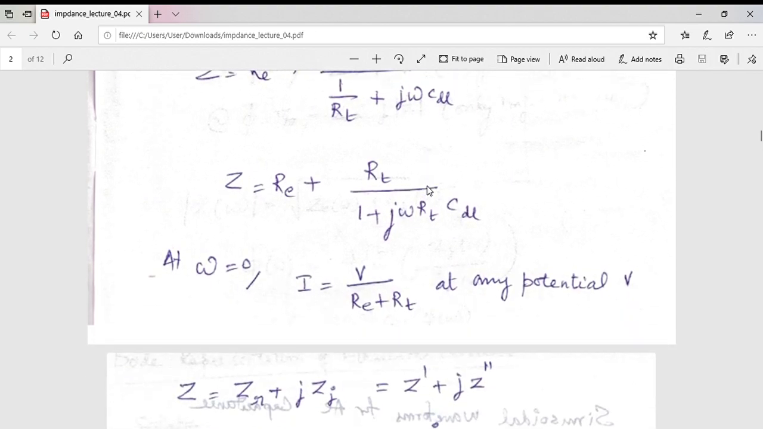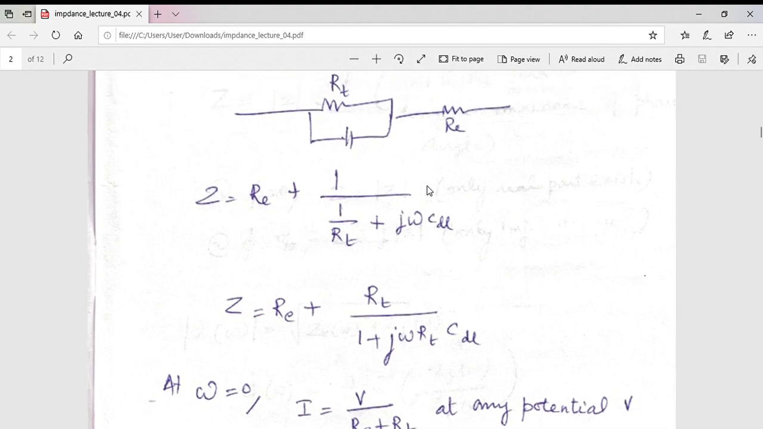If the frequency is 0, that means you apply only the DC potential. What happens? The capacitor quickly gets charged in a fraction of a second, then all the current that you apply will choose to go by this path. Whereas in the previous circuit, when R and the capacitor were in series, there was no current flowing. The flow was blocked. But here, since you have two paths for the flow of current, even though this gets completely charged and opposes any flow of current, current can still pass through this.